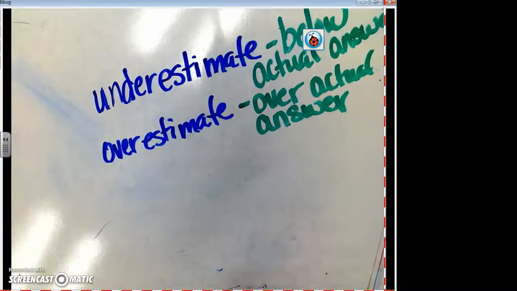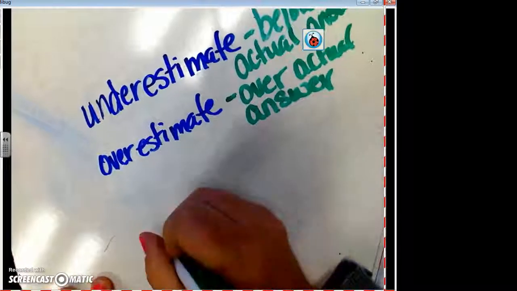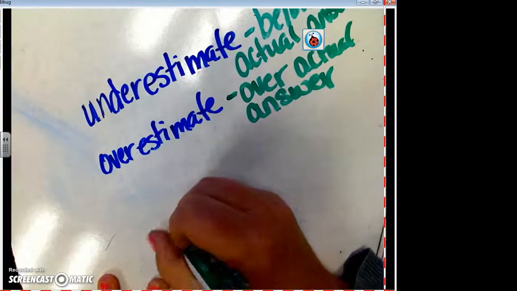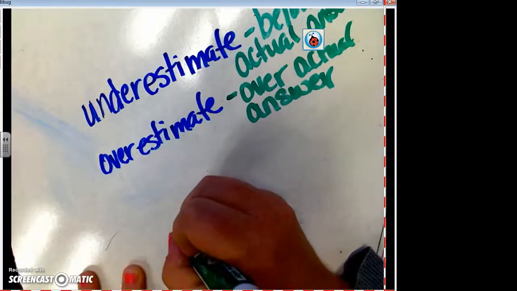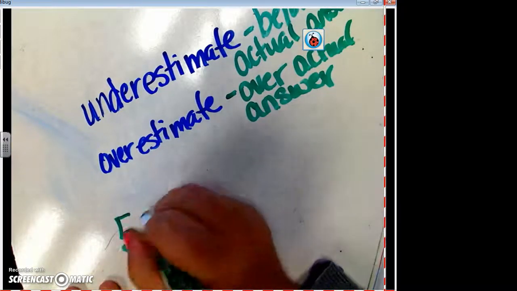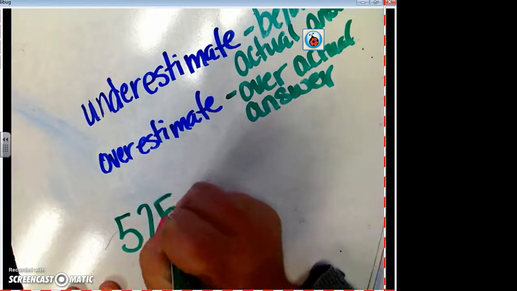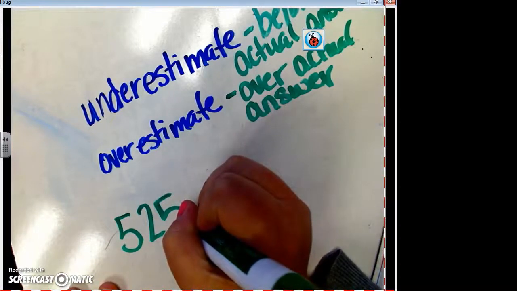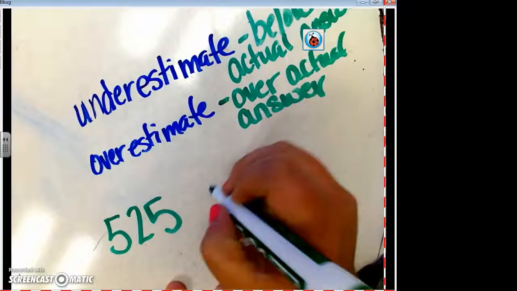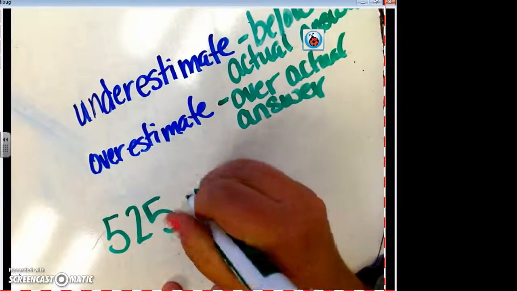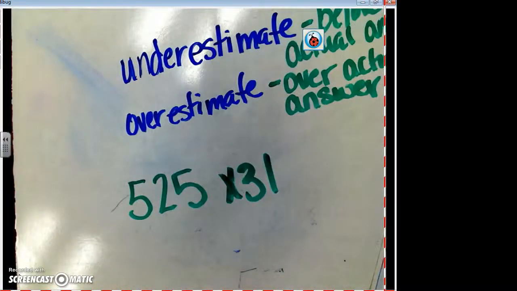It gives us, I have 525, and I want to multiply it by 31. Okay? I don't want an actual answer. I want to get an estimated answer. So I have a general idea of how much I need of something.